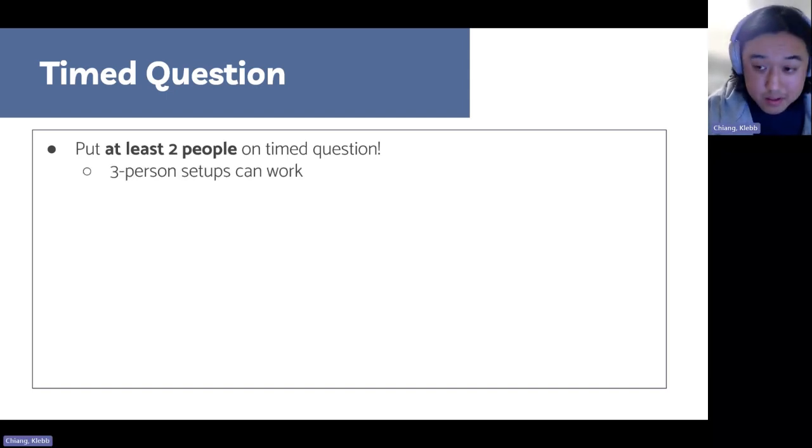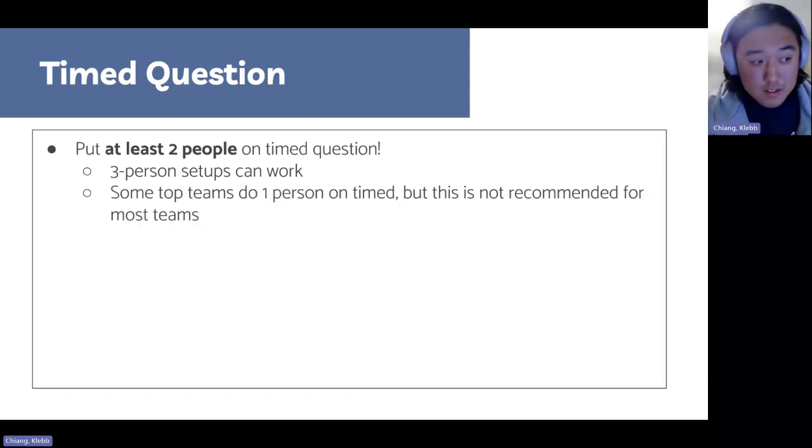Some teams do 3-person setups. That can work. Especially, I've actually learned that a few top teams do 1 person on timed. I don't recommend this simply because most of the time the reason they do that is they have 1 person who averages like 230 on an aristocrat, which is just not realistic for most people. Like my past team included.